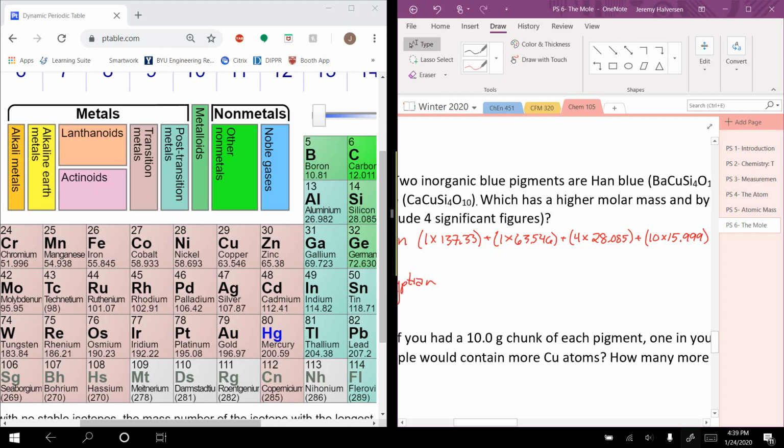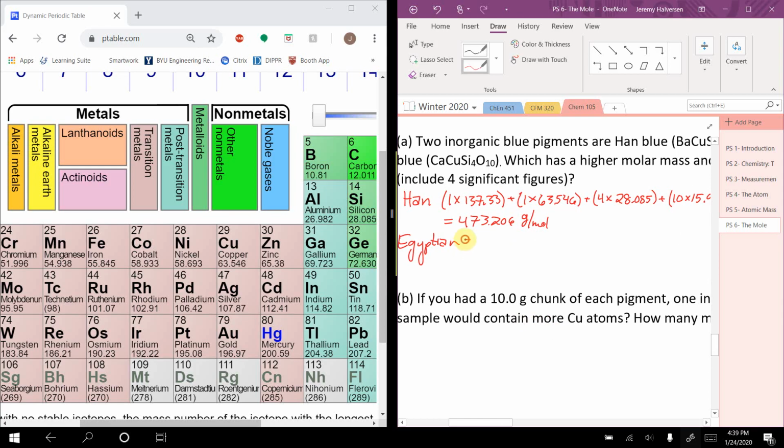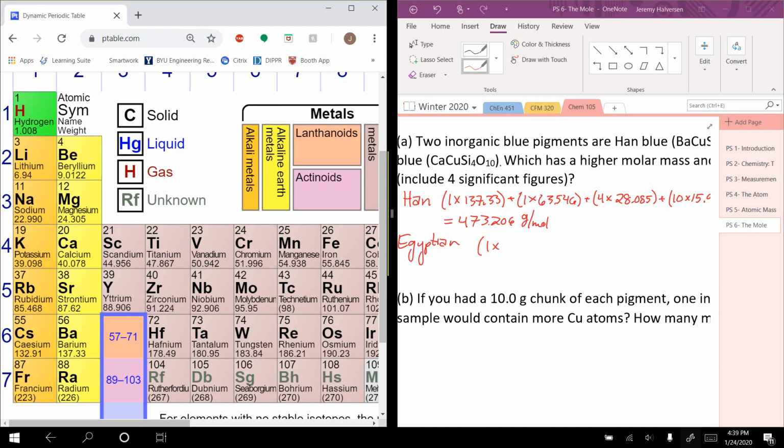And I got a molar mass of 473.206 grams per mole. Egyptian, the shorter way to do this is just to recognize that the only difference between the two molecules is that first atom. And so you could just figure out the difference between the molar masses in that first atom, but I'm going to do the whole thing because I think we need to for the second part anyway.